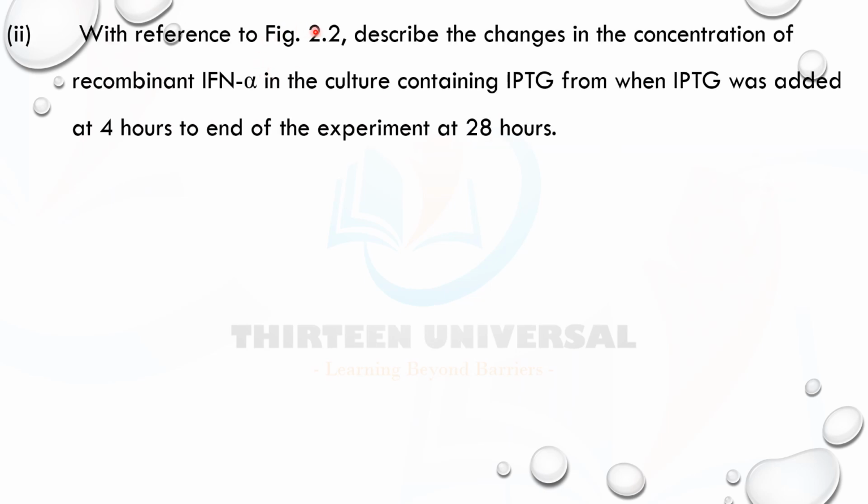With reference to Fig 2.2, describe the changes in the concentration of recombinant IFN alpha in the culture containing IPTG from when IPTG was added at 4 hours to the end of the experiment. Now we have looked at that, but I want you to go back to that diagram and answer this question, to that graph. But we have looked at it, that from 4 hours to 8 hours, there's a steep increase. It increases steeply at the beginning, and then peaks at 8 hours. Then it now decreases, less steeply.